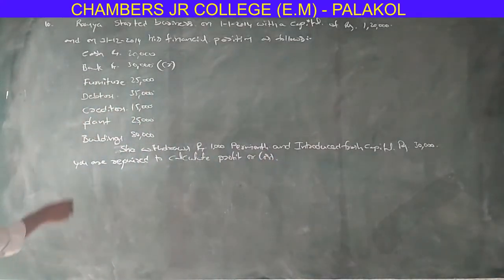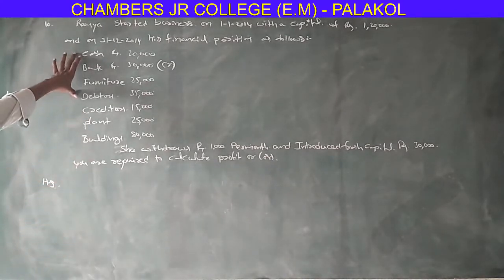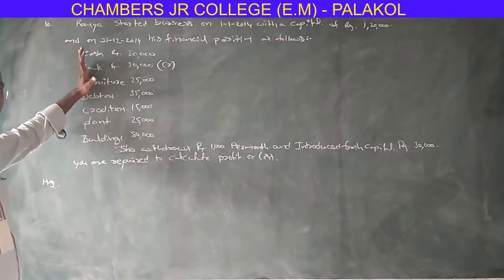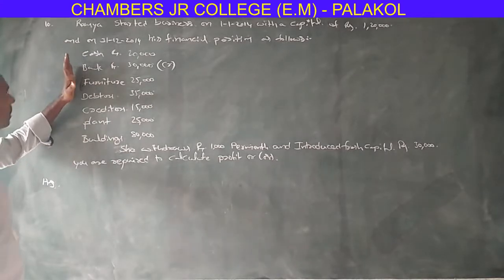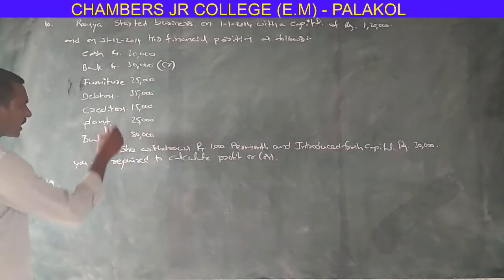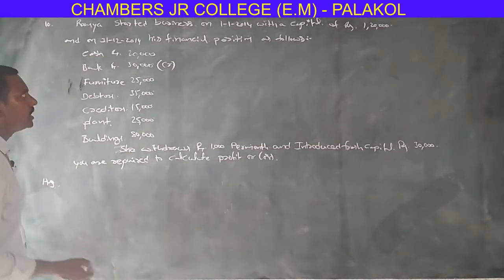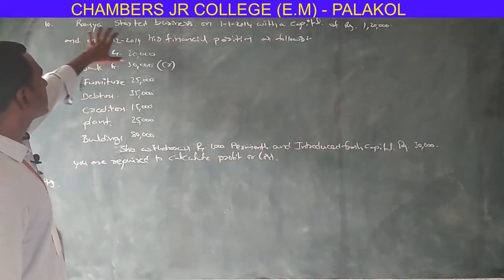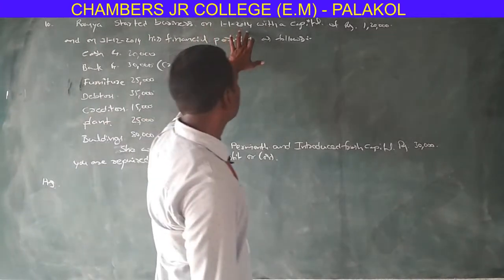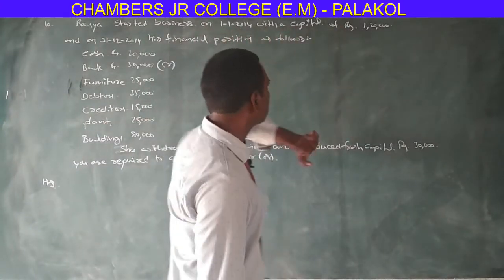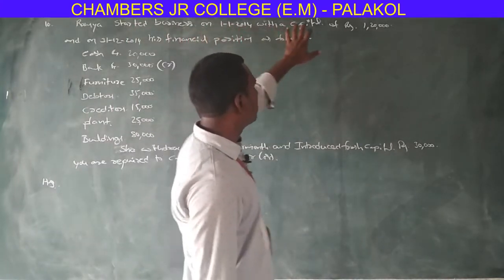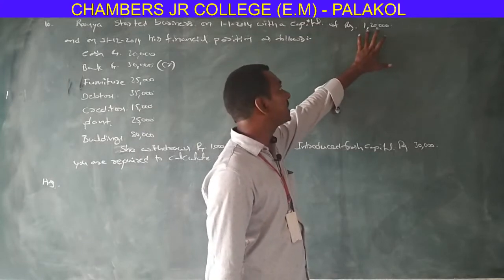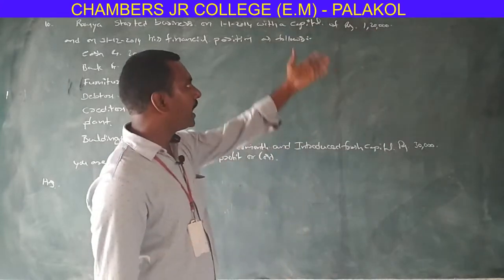Here is the solution of this sum. Answer. First of all, you calculate statement of affairs at the end of the year. With the help of this, you are required to find closing capital. See the sum. Ramya started business on 1/1/2014 with a capital of rupees 1,20,000. This is the opening capital, or capital at the beginning.